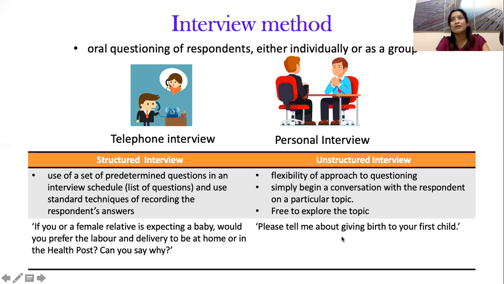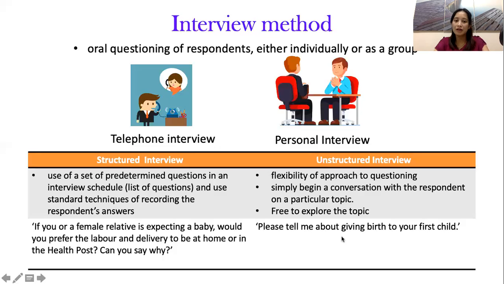So let's say the respondent says, I prefer to have a home birth because I want to be surrounded by my family when I give birth to my first child. And then you can have follow-up questions like, did your husband agree to you having a home birth, or did you have any fears when you chose doing a home birth? So you're free to explore the topic. So that's an example of an unstructured interview.